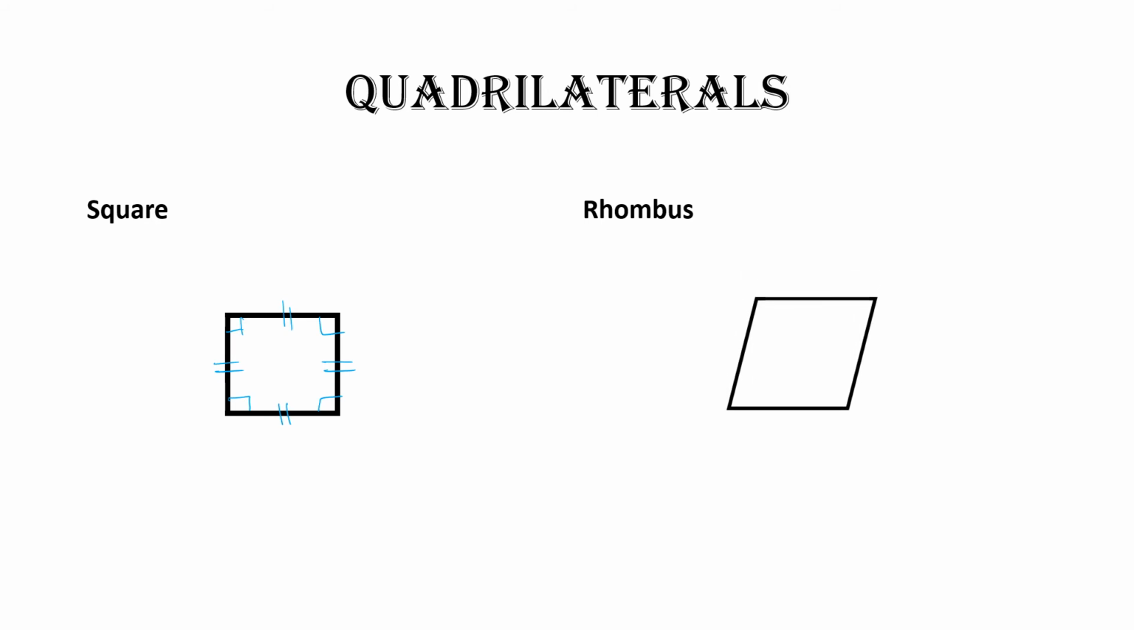Then we have the rhombus. Under the rhombus, I think I'll just highlight two things. There are many things I could highlight, but two things that I think are important to know when it comes to a rhombus: all sides are equal. So yes, in a rhombus, all sides are equal. And in a rhombus, you need to know that the diagonals bisect each other. This is an important fact you need to know.